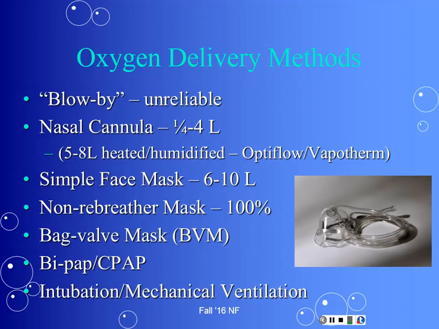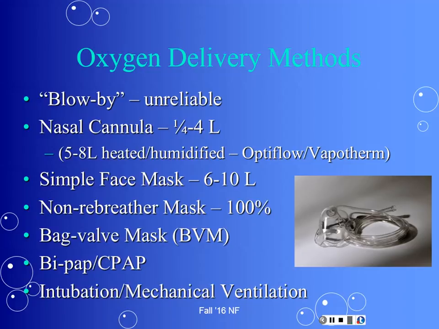It's something they can try as well if they're real fussy with a face mask or a nasal cannula and they're just trying to give them a little bit. They're not in severe respiratory distress and the parent can hold it. They can do that as well. With nasal cannulas, we can generally deliver 1/4 to about 4 liters. If we go over that, it's considered high flow oxygen. So 5 to 8 liters, we have to do heated and humidified, and that's generally your Optiflow and your Vapotherm. You'll see that a lot with kids with RSV and bronchiolitis.